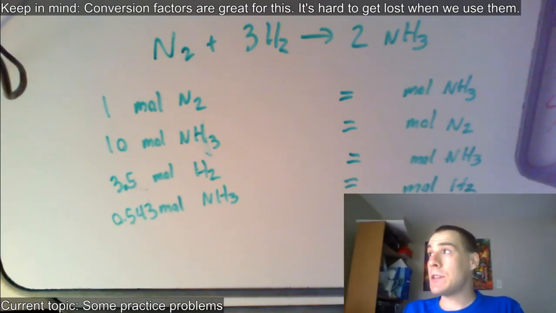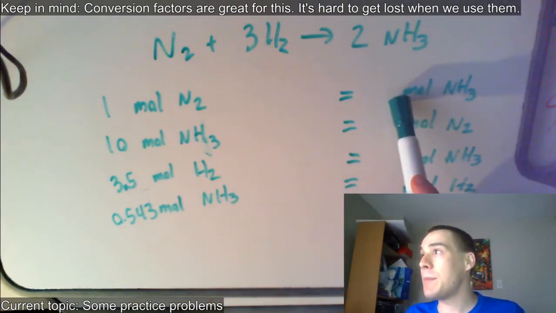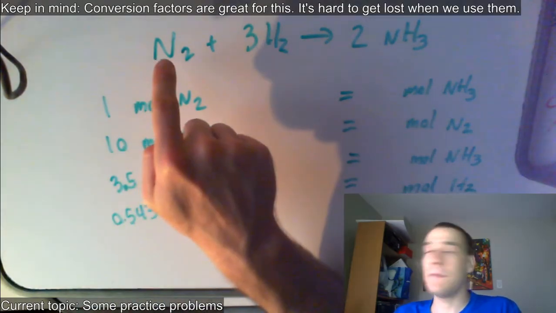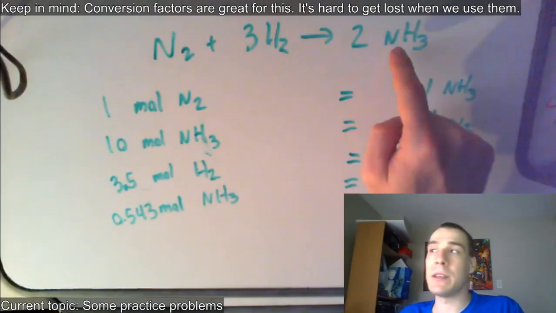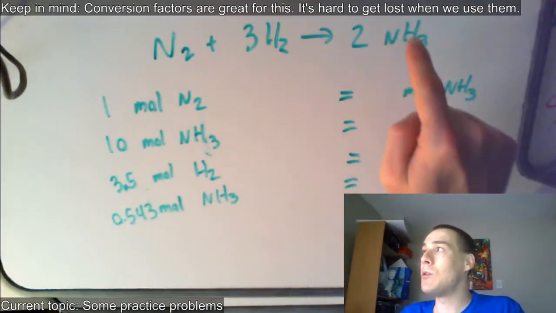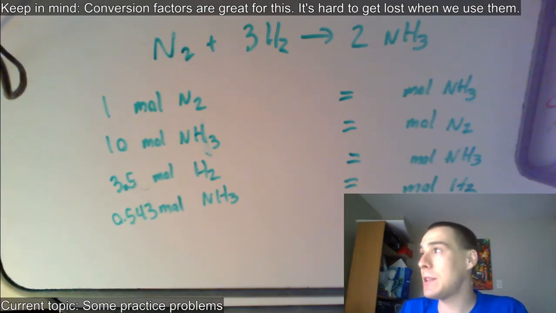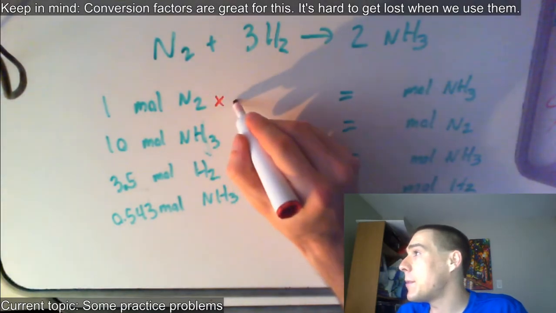And we have some questions, right? Let's say I have 1 mole of nitrogen. How much ammonia could I make? I mean, 1 of these makes 2 of these. So if I have 1 billion of these, I'll make 2 billion of these. If I have a mole of these, I'm going to make 2 moles of these. We know the answer is going to be 2 just intuitively, but let's go through the whole process here. We're going to multiply it by our conversion factor.